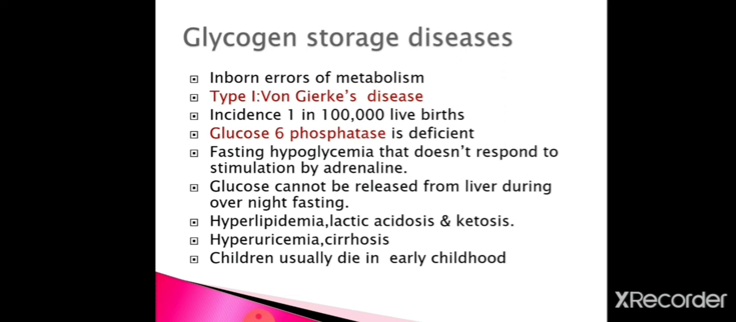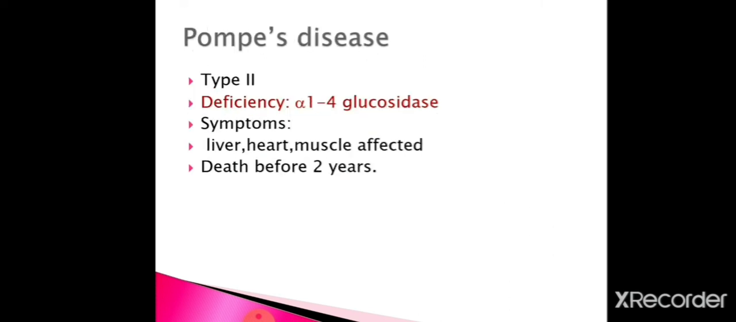There will be fasting hypoglycemia which does not respond to stimulation by adrenaline. So glucose cannot be released from the liver during overnight fasting. There will be hyperlipidemia, lactic acidosis, ketosis, hyperuricemia and cirrhosis. Then the children usually die in early childhood. Type 2 is Pompe's disease, due to the deficiency of alpha-1,4-glucosidase. Here liver, heart and muscles are mainly affected.